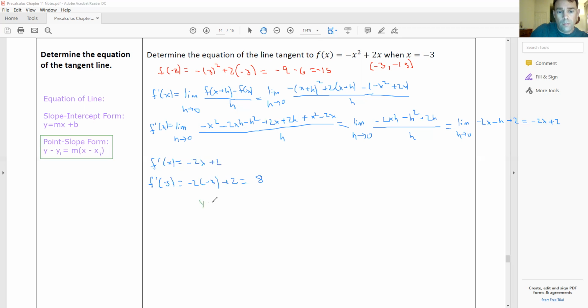So y minus y1 equals m times x minus x sub 1. So here's our m right here, and this up here, this is our x1, y1. So we're just going to plug in all these things here. So y minus y1 equals m times x minus x sub 1. Our y1 was negative 15, and our x1 was negative 3, and our slope was 8. So we end up with y plus 15 equals 8 times x plus 3.